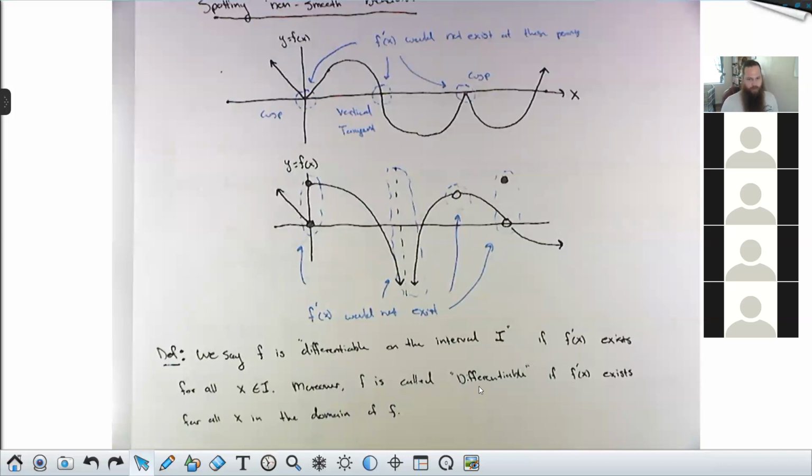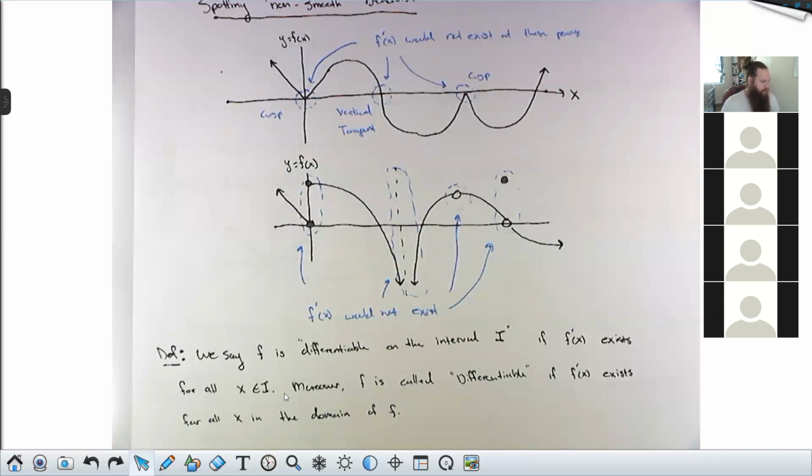There's another word for this, differentiable at every point in its domain. No, I shouldn't say that. I'll just leave it like this. It's called a C1 function. Okay.